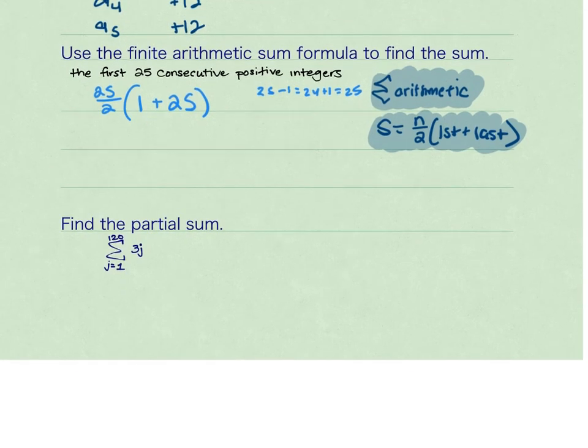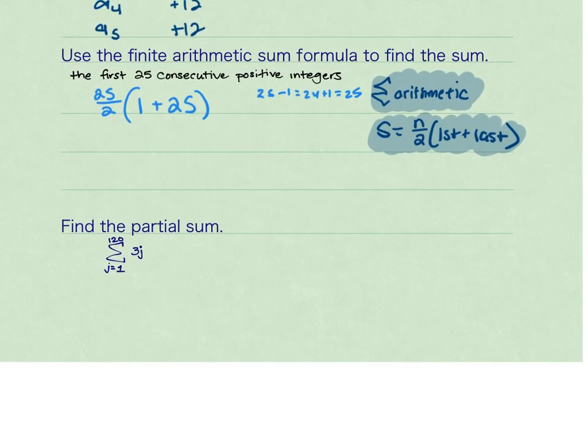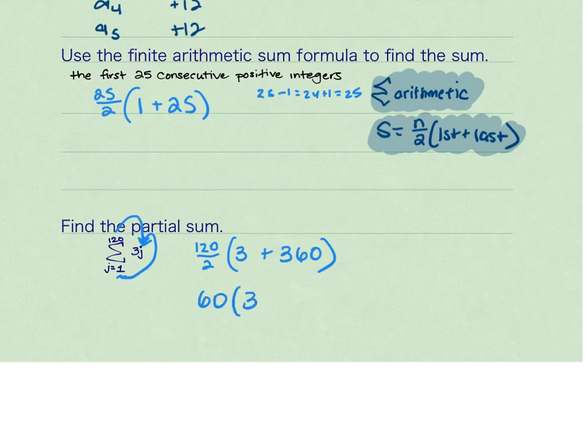Okay, so for this partial sum, I don't want to plug in 1, then 2, then 3, then 4, then 5, all the way up to 120. You'd be there all day. So this is arithmetic, which means I'm going to do n being 120 because the bottom number is 1 over 2 times the first. If I took 1 and plugged it in, I'd get 3. The last, if I plug in 120, I get 360. And then I'd get 60 times 363.